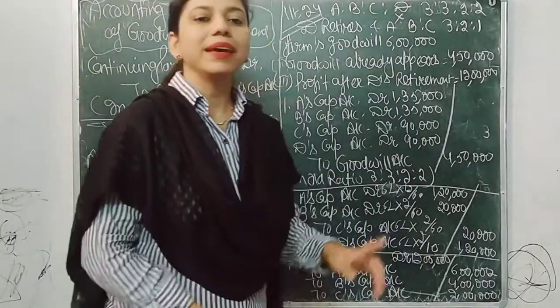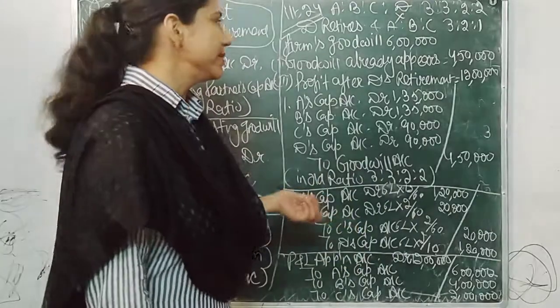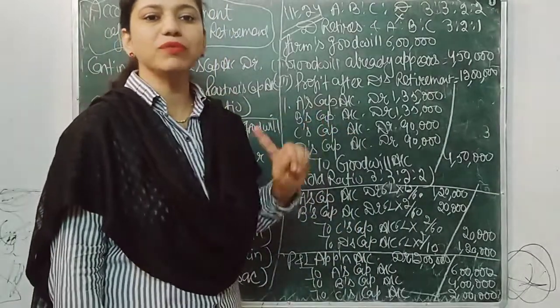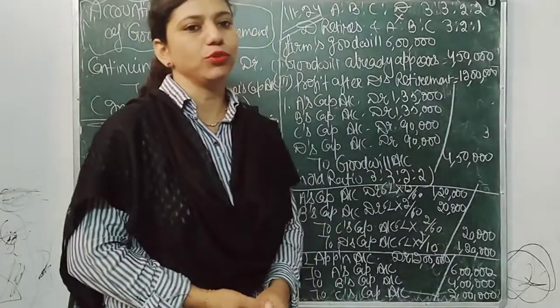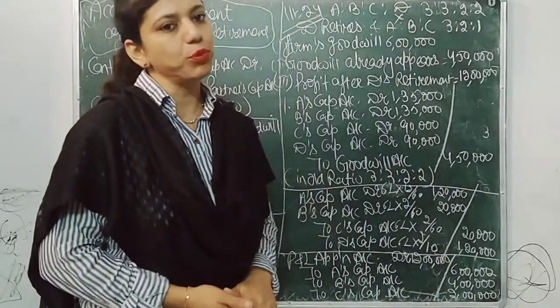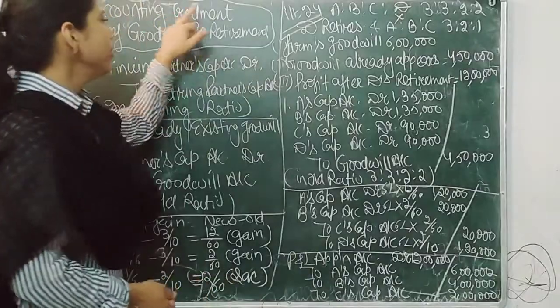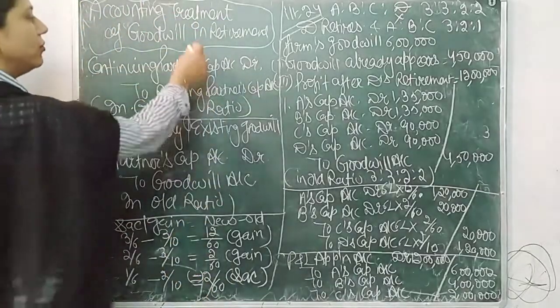Yes, students. In this video, I am going to discuss. Previously, we have discussed the first point of retirement, that is calculation of new ratio and gaining ratio. Now we will discuss the second point, that is accounting treatment of goodwill in retirement.